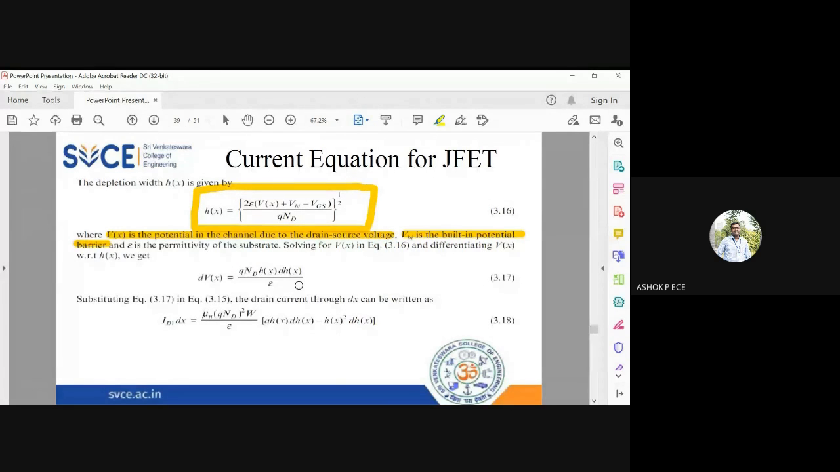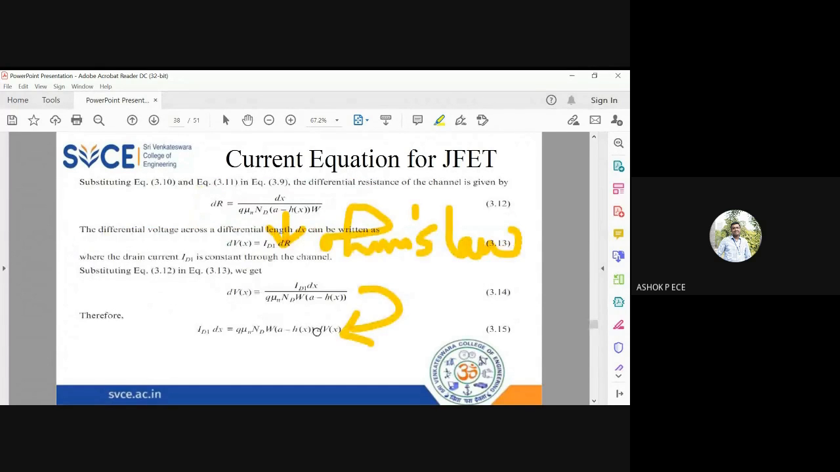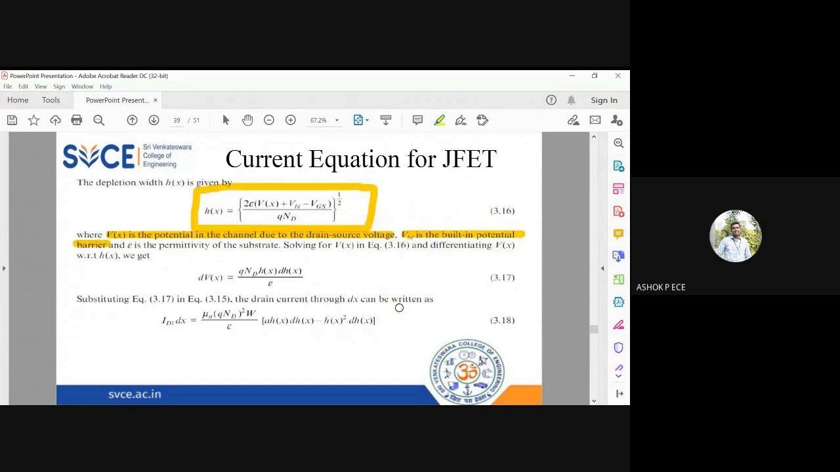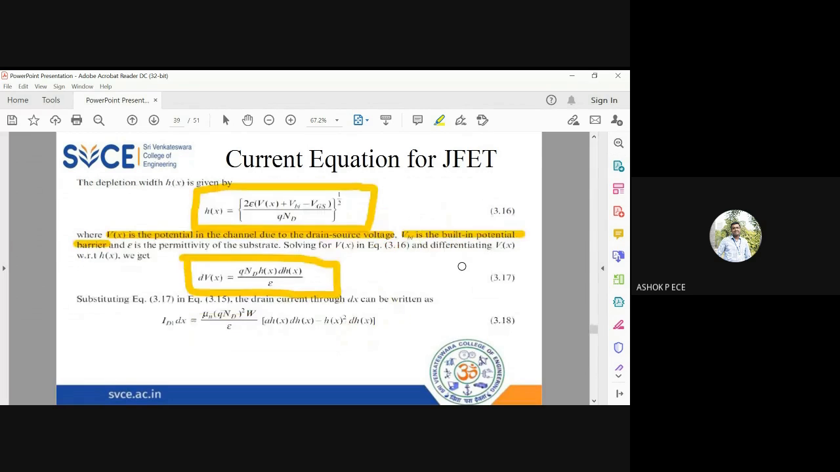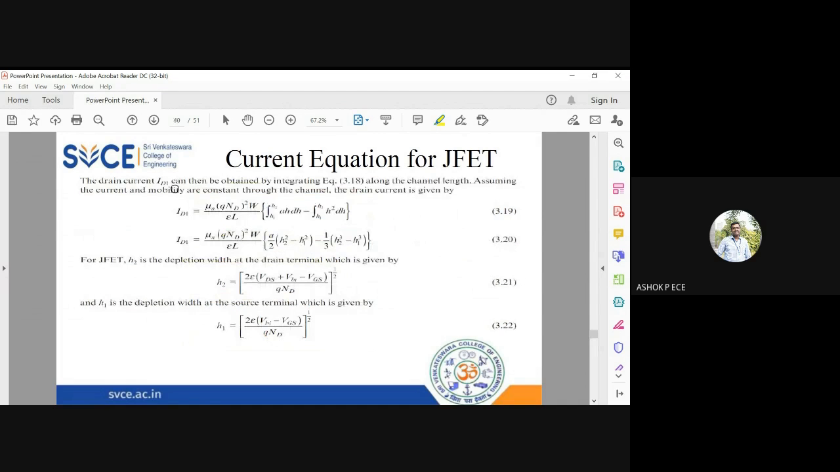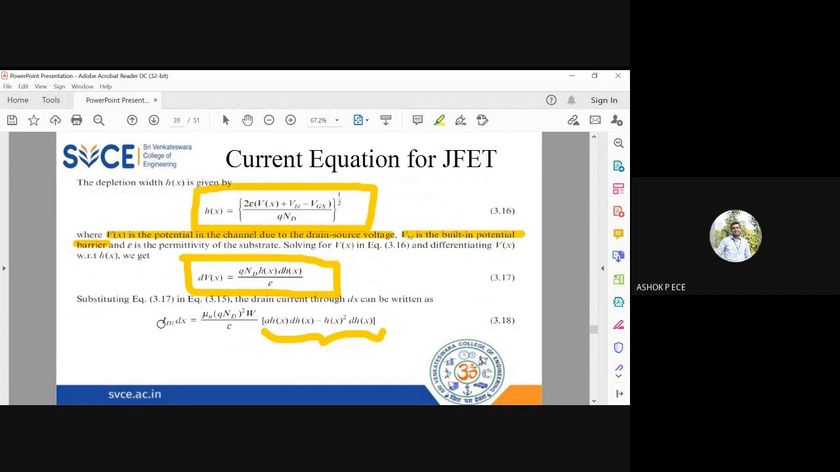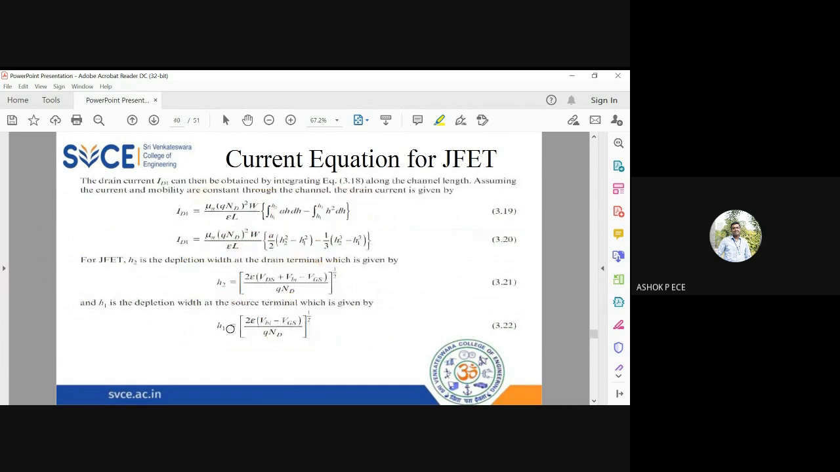Now I'm going to substitute equation 3.17 in 3.15, where I have dV of x, and simplify. I want to explain the expression for drain current. So I can write I1 dx equal to mu n into (q ND) the whole square W by epsilon, into all the terms as a function of x inside the bracket: a h of x d h of x minus h of x the whole square d h of x.